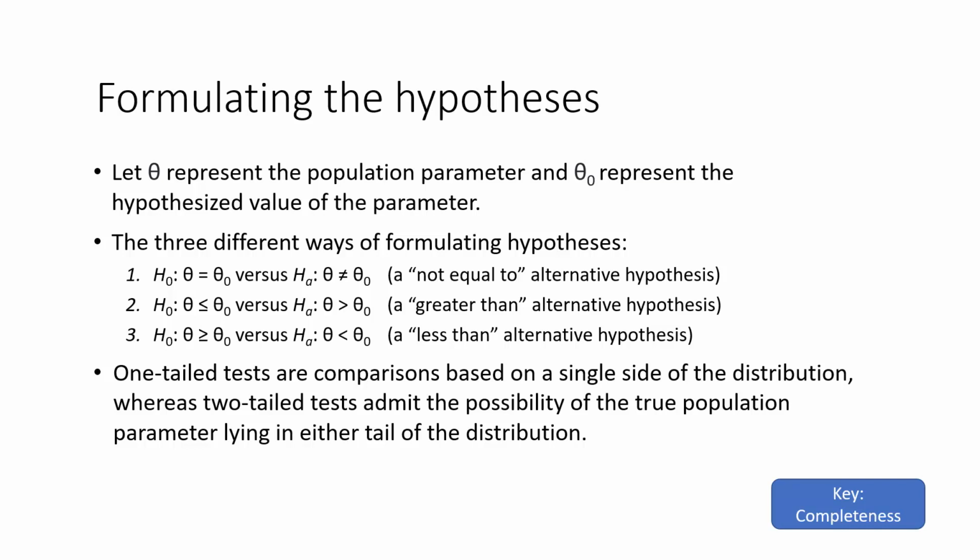In the case of 2, the alternative is a greater than. In the case of 3, it's less than. Now what you'll see is the null completes the picture. So if the alternative is greater than, the null is less than or equal to. If you have a greater than or less than in the alternative hypothesis, then you're going to be focusing on a single side of the distribution. That is, you're going to have a one-tailed test. If you have not equal to in the alternative, you'll have a 2-tailed test. And the whole idea of setting up these hypotheses is that you need to be complete. That is, you've got to cover the entire ground with these 2 hypotheses.